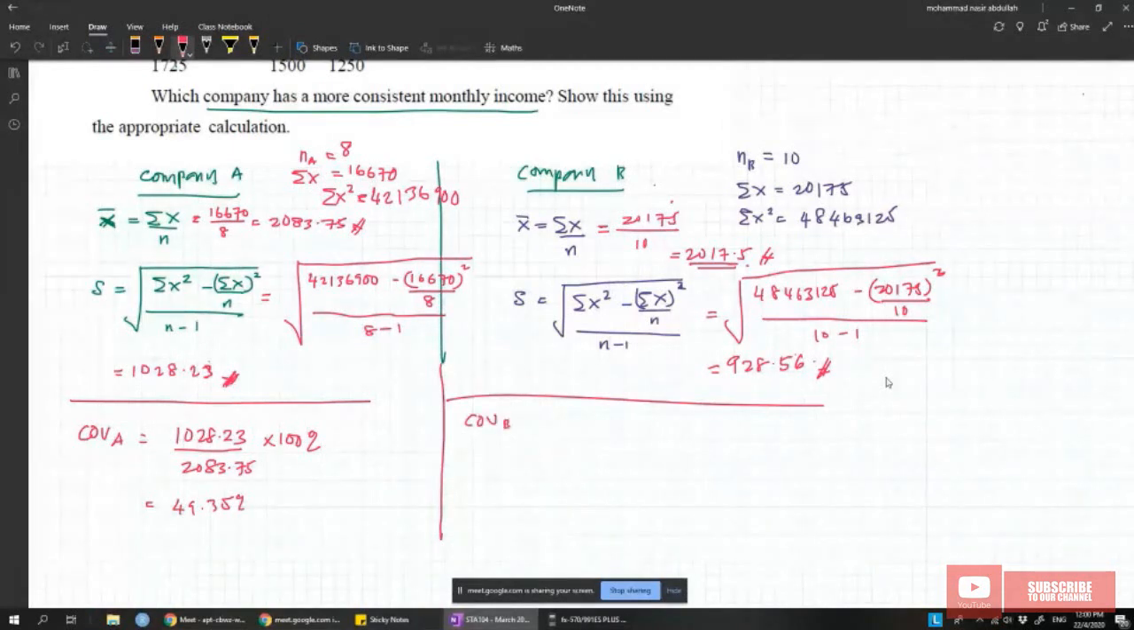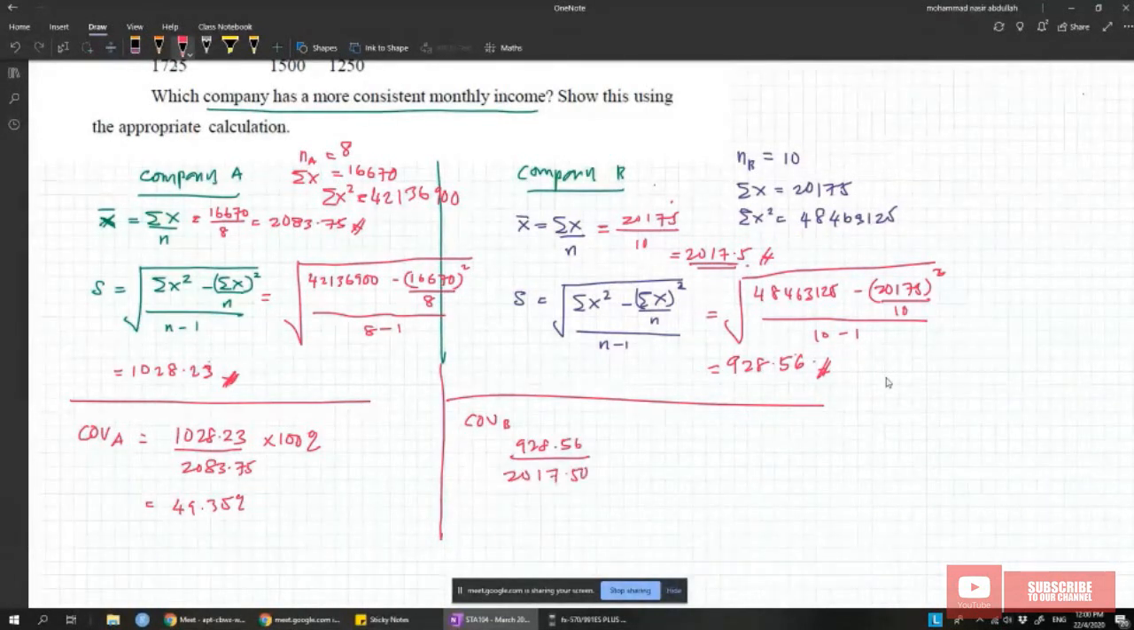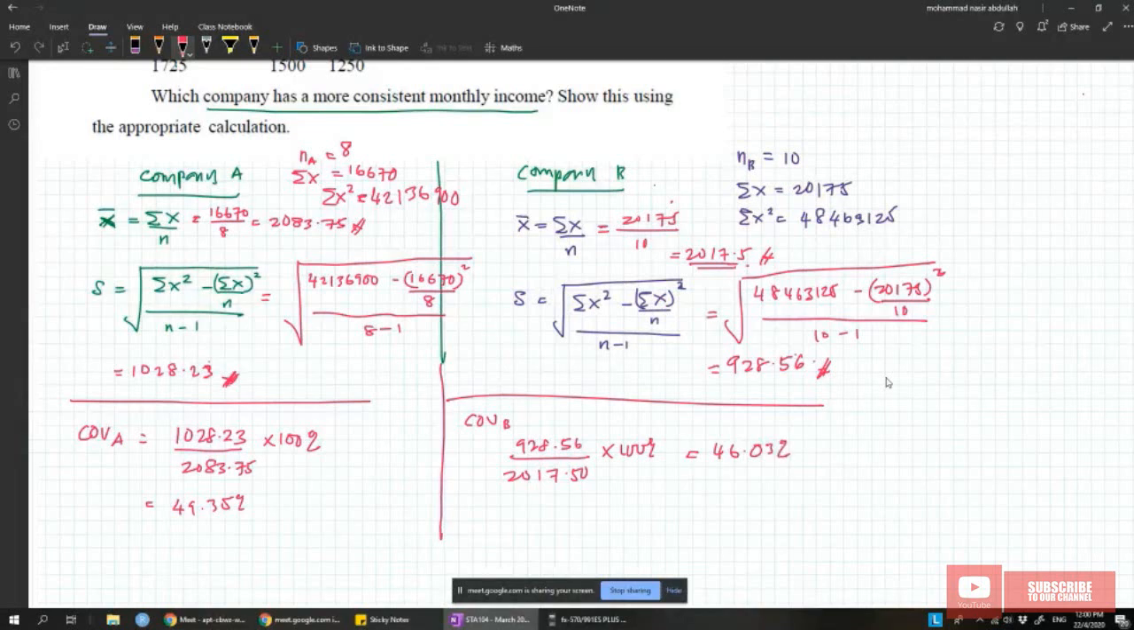The second one is coefficient of variation, company B. This is 928.56 divided by 2017.50 multiplied by 100%. So this one should be equal to 46.03%. Right.